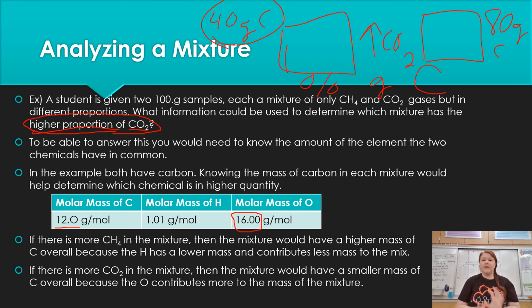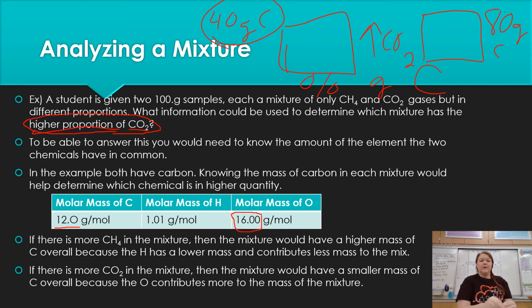Okay, so when we look, again, this is similar to that last example in that we're not having to do any calculations. We're just having to think about what are the other elements? How are they contributing to the mass? How is that going to give us clues to what's happening in our mixture?